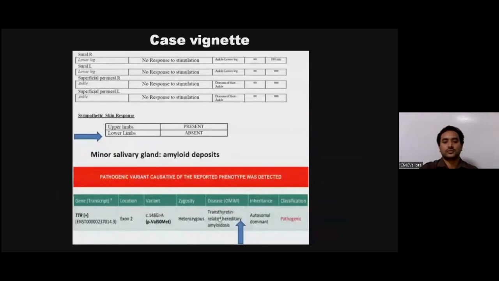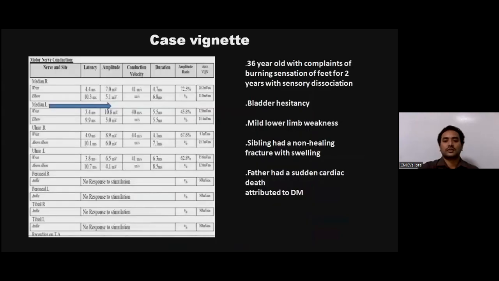So this is that case. Regarding that case, the sibling had a non-healing fracture. So I want to say it's like a small fiber neuropathy with mild motor involvement, and the sibling had a non-healing fracture with swelling. That can also be taken as a non-healing fracture. Could be some small fiber neuropathy in this context. And the father had a sudden cardiac death attributed to diabetes mellitus.